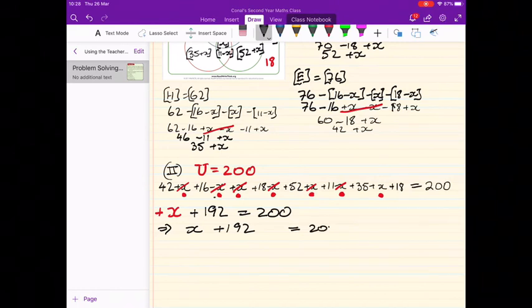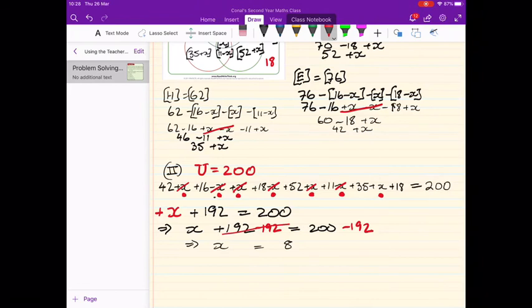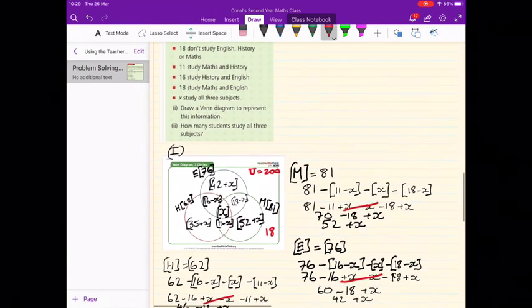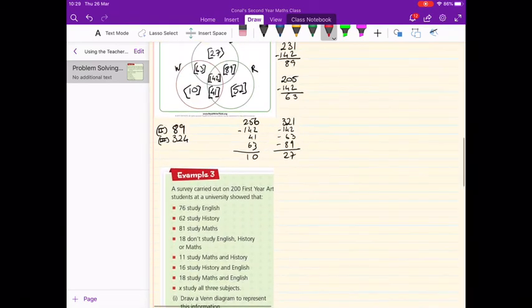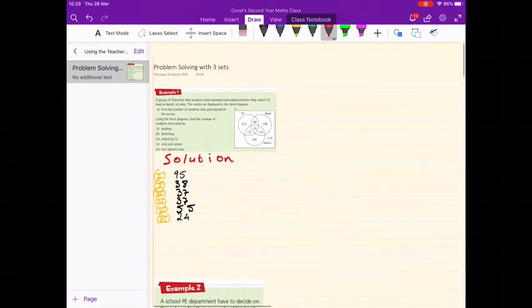Well, to balance this equation, we know what we have to do. We have x plus 192 is equal to 200. And if I want to solve an equation, I need variables on one side and numbers on the other. So I'm going to have to subtract 192 from this side of the equation and subtract that 192 from the right-hand side as well. Then I will be left with x is equal to 8, because these two cancel each other out. And 200 minus 192 is 8. So we have 8 students that study all three subjects in the school.